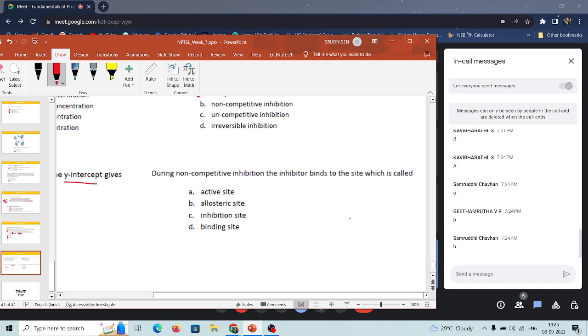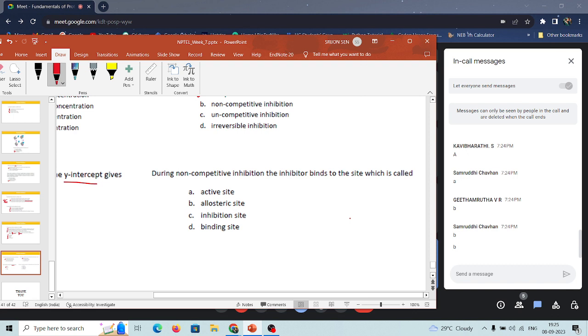During non-competitive inhibition, the inhibitor binds to a site which is called as the what site? Active site, allosteric site, inhibition site, or the binding site? You are saying allosteric site. Okay. Any other answer? So B and C. So there is a confusion between B and C.